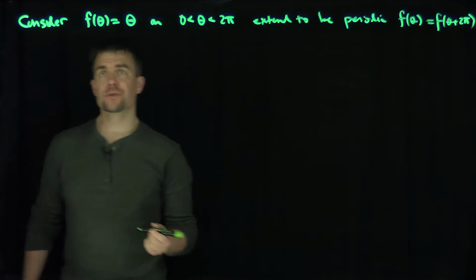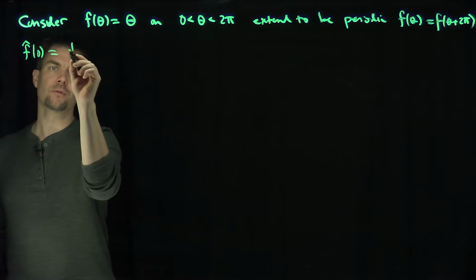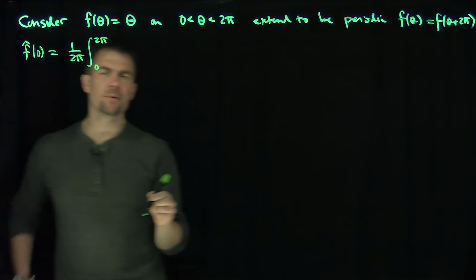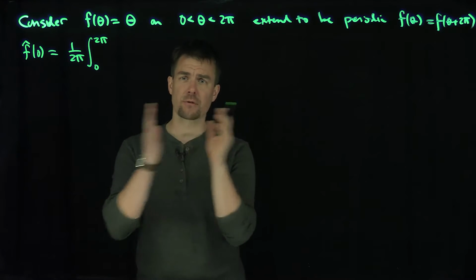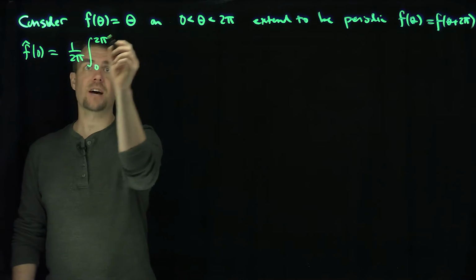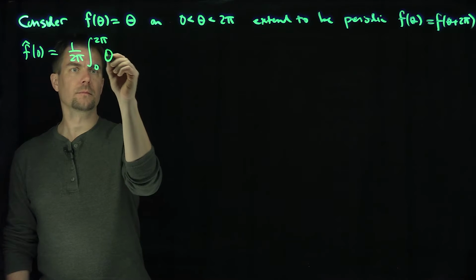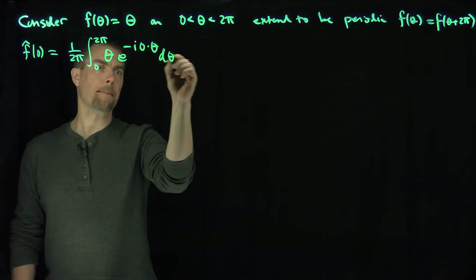And then let's find the Fourier coefficients of this function. So let's find f hat of 0, that's going to be 1 over 2 pi, the integral from 0 to 2 pi in this case. Typically we use negative pi to pi, but in this case it's easier to use 0 to 2 pi, so I can sort of break the symmetry of this function. Okay, so what I'm going to do now is I'm going to have an f of theta, which is just theta, e to the minus i 0 times theta d theta.